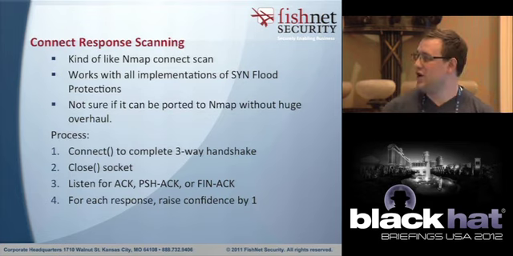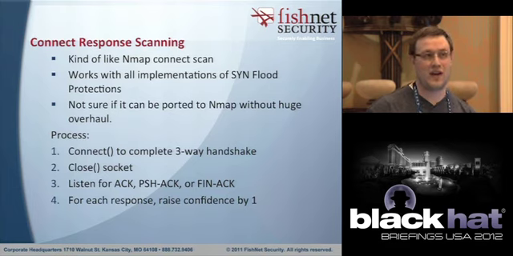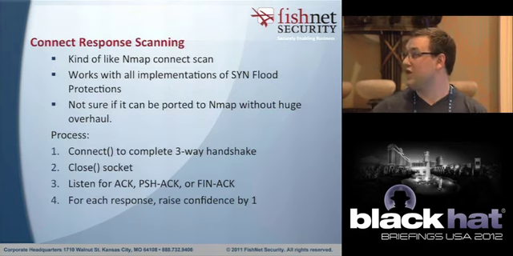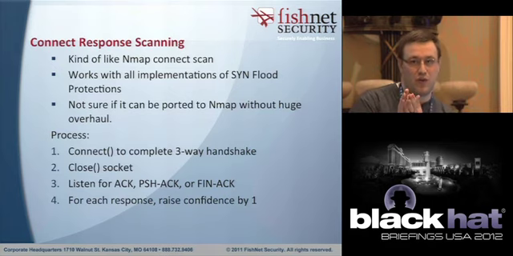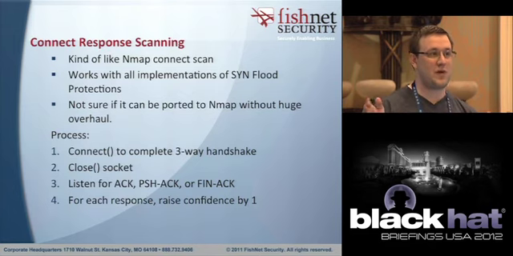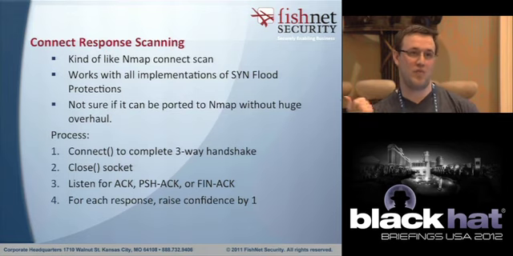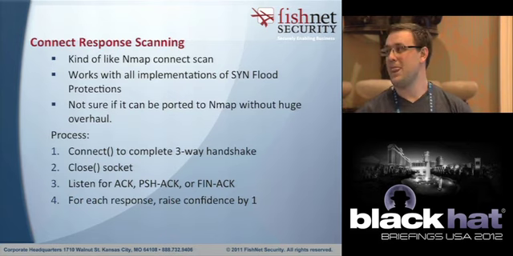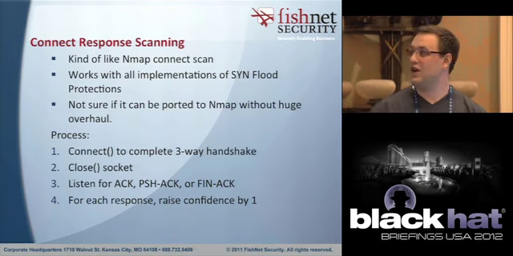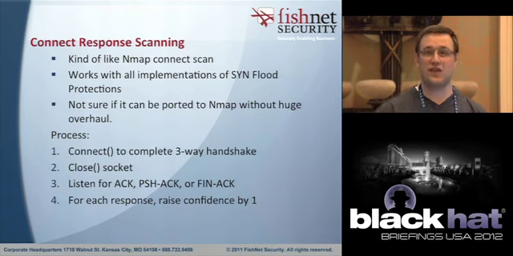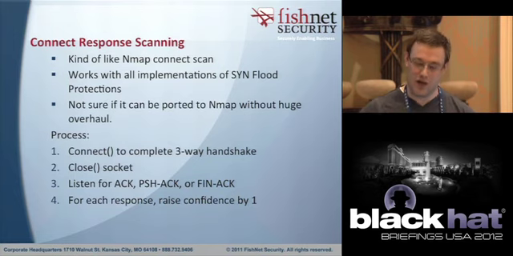The basic process is we call connect, and the kernel completes a 3-way handshake for us. After that's done, I immediately close the socket, which sends a FIN-ACK to the server. Once we do that connect, we've moved past the 3-way handshake. So the SYN proxy says, okay, you're a legit host, not SYN flooding me, let me broker that connection with the host, the server, and move you past. Then I close the connection, and the server that I'm scanning is still going to be sending me packets. So I start listening for an ACK, a push ACK, or a FIN-ACK. And for each response I get, I raise the confidence by 1.